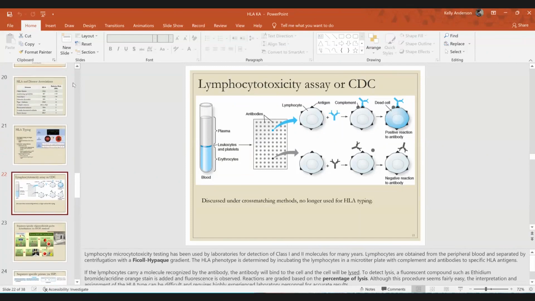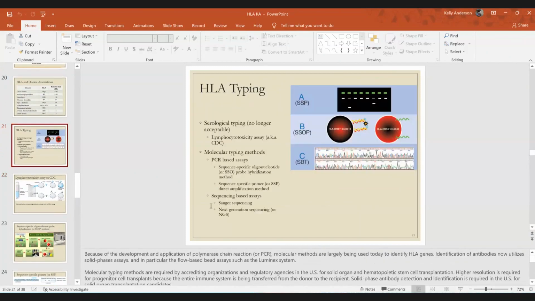And let me go back to typing. So the main methods that we use now are PCR based. So we have SSP, SSO, and then sequence-based typing. And sequence-based typing is Sanger sequencing, but now HLA labs are getting into next generation sequencing as well.